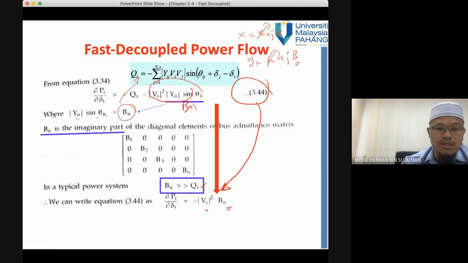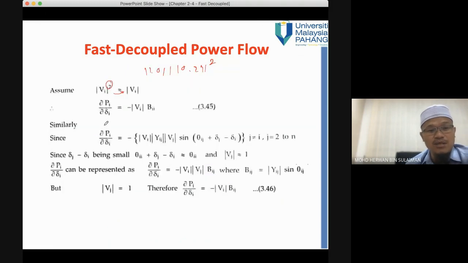So the equation earlier becomes more simplified. So delta Pi over delta theta I will get negative cos VI BII. Okay, and then similarly, since delta Pi equals to theta I, they take the part where J is not equal to I, but J for 2 until N. So you can put in values from 2 to N.